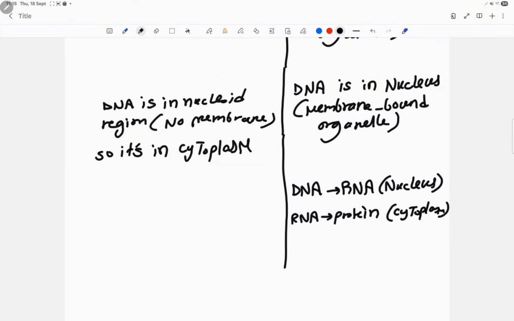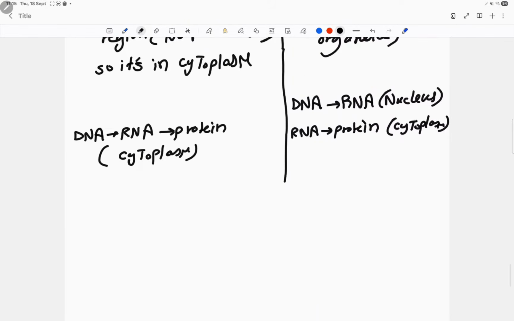But guess what? Because a prokaryote has DNA in the cytoplasm, for them it's going to be one simple process. DNA to RNA to protein. All of the three things are found already in the cytoplasm. That means for them the process will be shorter. It will take them a shorter time to make a protein. So less time to make a protein.